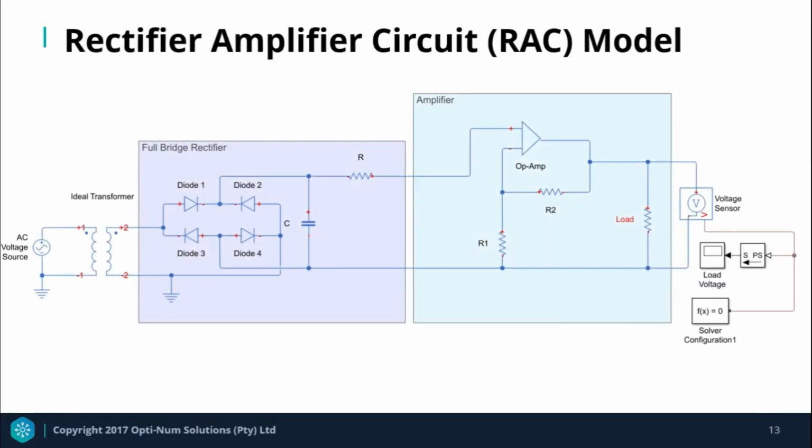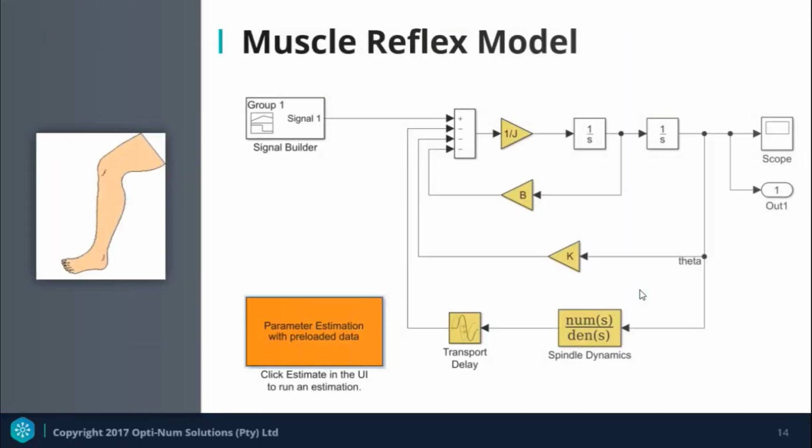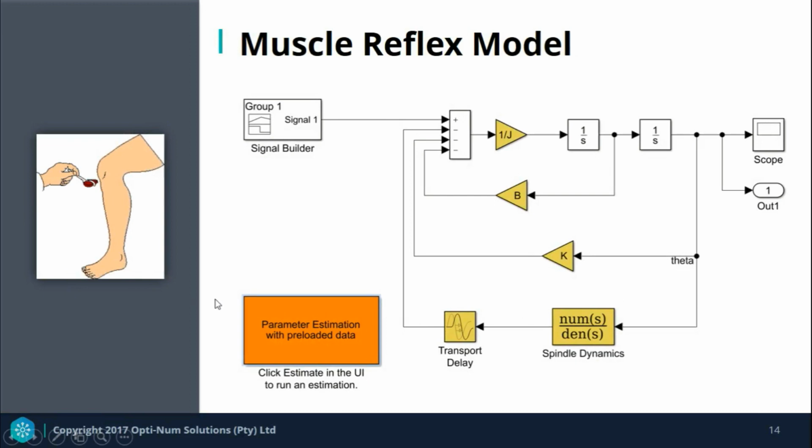Like I said earlier on, I have 2 models that I'm going to present to you. The first one is a rectifier amplifier circuit model. Here we have our signal source as an AC, which is then converted into a DC source by this full bridge rectifier, and then it is amplified by our operational amplifier to give us our output. And our second model, I'm just going to let the animation tell you what's happening.